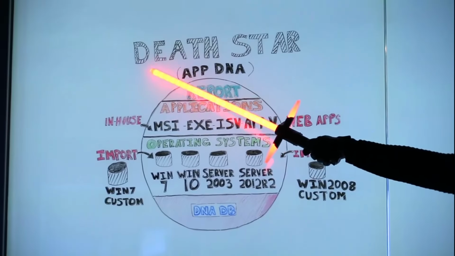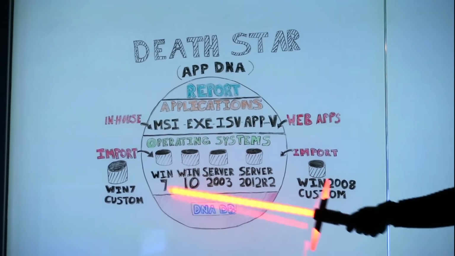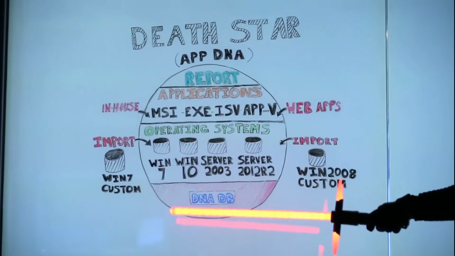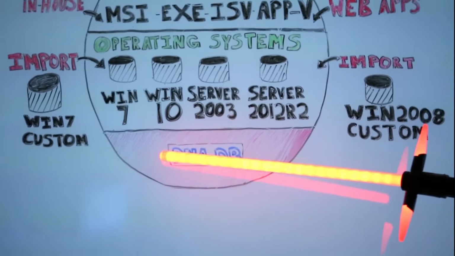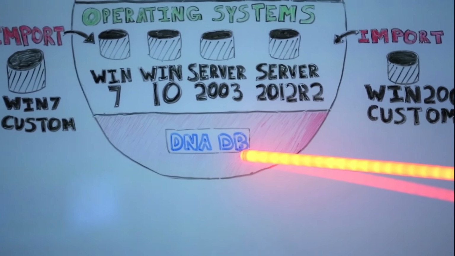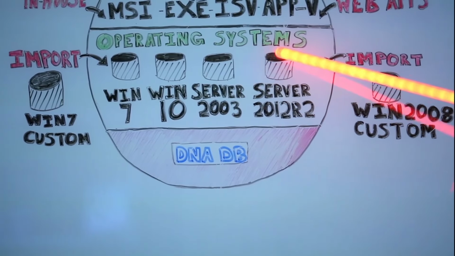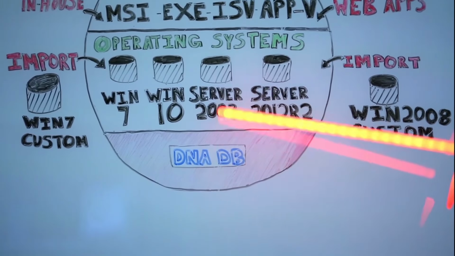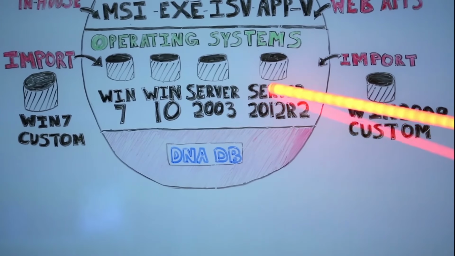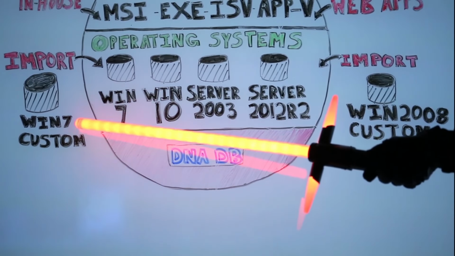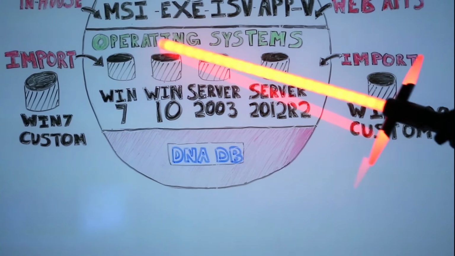AppDNA is essentially a database that holds the DNA record of all of the applications. The very foundation of AppDNA requires a DNA database. From the installation of AppDNA, you will get the base operating systems that are automatically imported into the database: Windows 7, Windows 10, Windows Server 2003 and 2008 and so on. Furthermore, you can also import in your own custom operating systems.